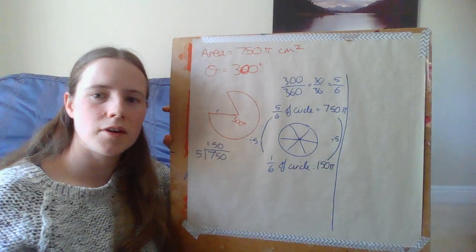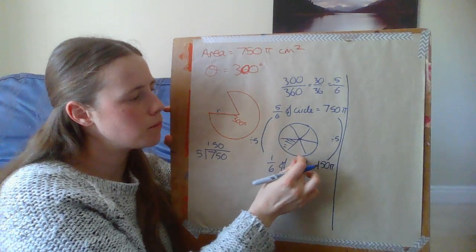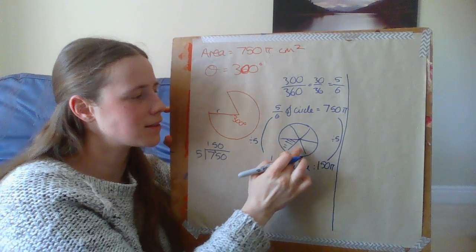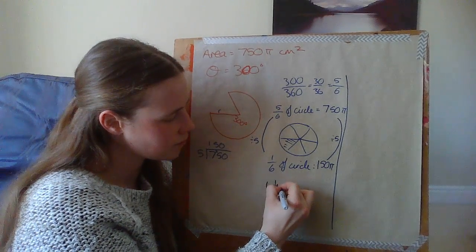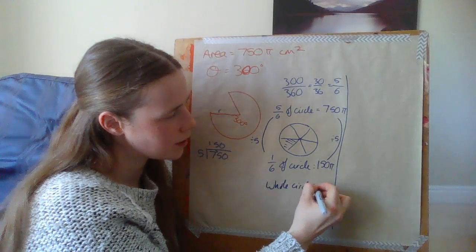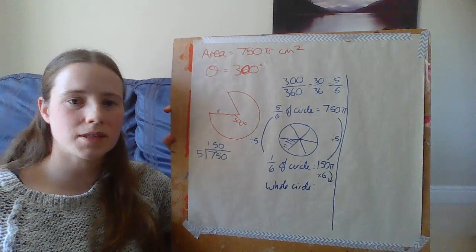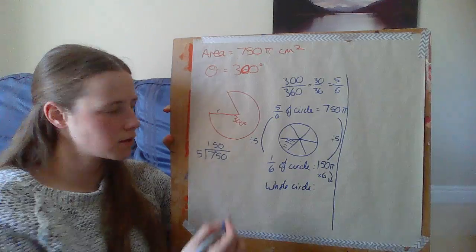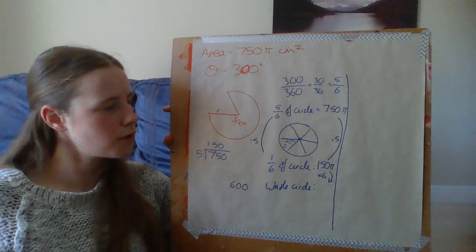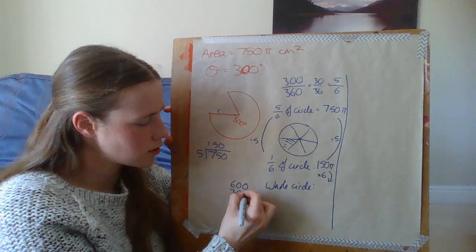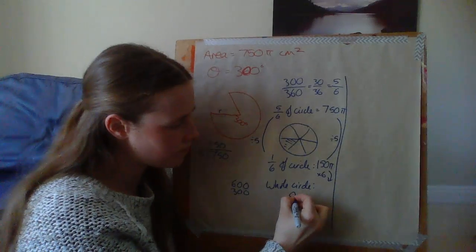So now I know what 1/6 of the circle is, what one of these is. I can multiply by 6, or I can add it to itself 6 times to get that the whole circle is that times 6. Okay, so 150 times 6, well, 100 times 6 is 600. 5 times 6 is 30, so 50 times 6 is 300. So the whole circle has to be 900 pi.